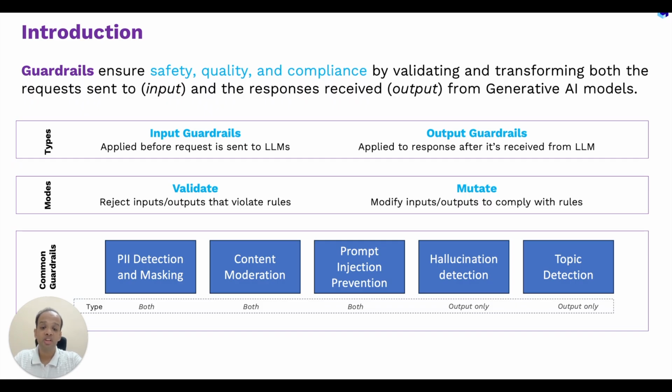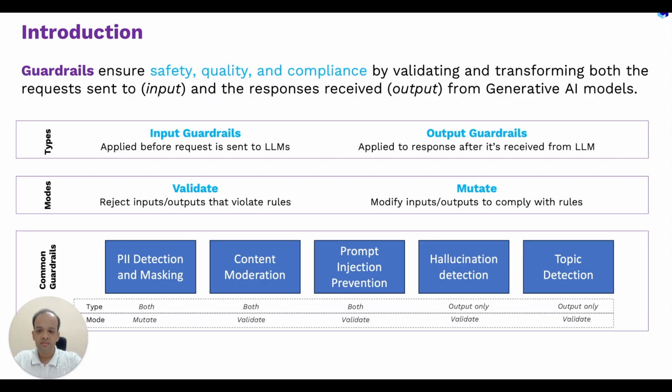Prompt injection prevention both needs to be done, right? But hallucination detection and topic detection mainly are output only, because the LLM is hallucinating in the first one, and in the topic detection again, to make sure that no matter what the user is asking, the AI is giving only the relevant output that is permitted by the organization.